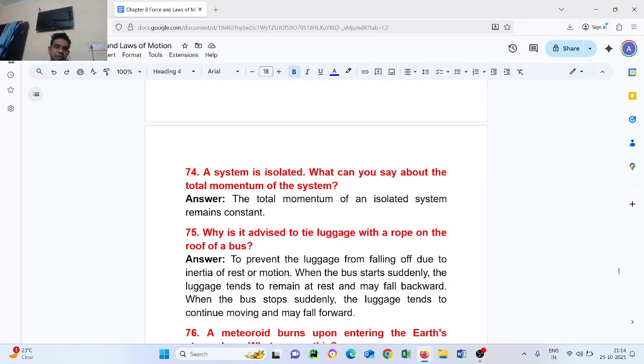Question number 74. A system is isolated. What can you say about the total momentum of the system? The total momentum of an isolated system remains constant.